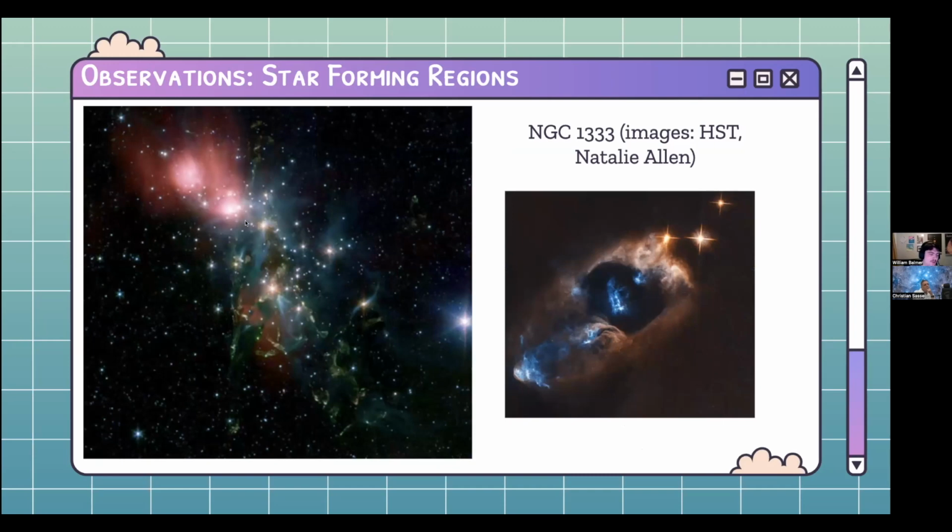Along the next step, once you start to have those clouds condense down onto each other and you see all of those interesting feedback effects from the newly igniting stars, you can see these beautiful star forming regions. So these are from my office mate, actually, Natalie. And these are Hubble Space Telescope and Spitzer Space Telescope images of a star forming region called NGC 1333.